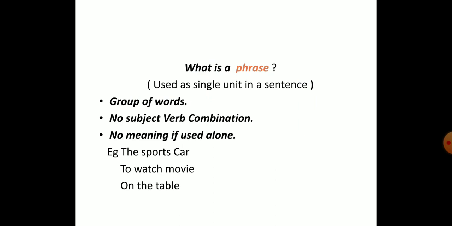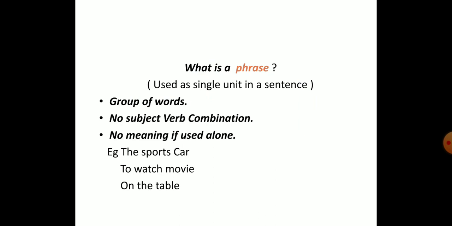Now let's define both of them properly with some more examples to make things clear. First, we will go with phrases. So, what is a phrase? A phrase is a group of words with no subject verb combination. It doesn't have any meaning if it is used alone. For example, "the sports car."